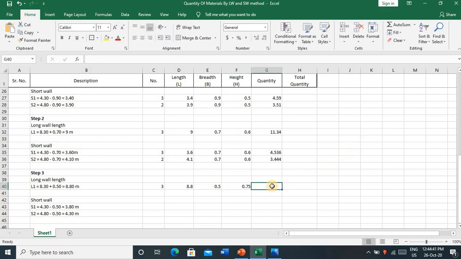Total quantity is 9.90. For short wall, total numbers are 3, length is 3.80, breadth is 0.5, height is 0.75, and the quantity is 4.275.